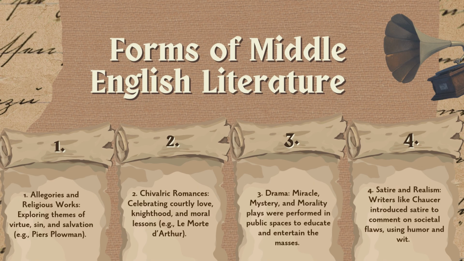Forms of Middle English literature. 1. Allegories and religious works, exploring themes of virtue, sin, and salvation, e.g. Piers Plowman. 2. Chivalric romances, celebrating courtly love, knighthood, and moral lessons, e.g. Le Morte d'Arthur. 3. Drama. Miracle, mystery, and morality plays were performed in public spaces to educate and entertain the masses. 4. Satire and realism. Writers like Chaucer introduced satire to comment on societal flaws, using humor and wit.